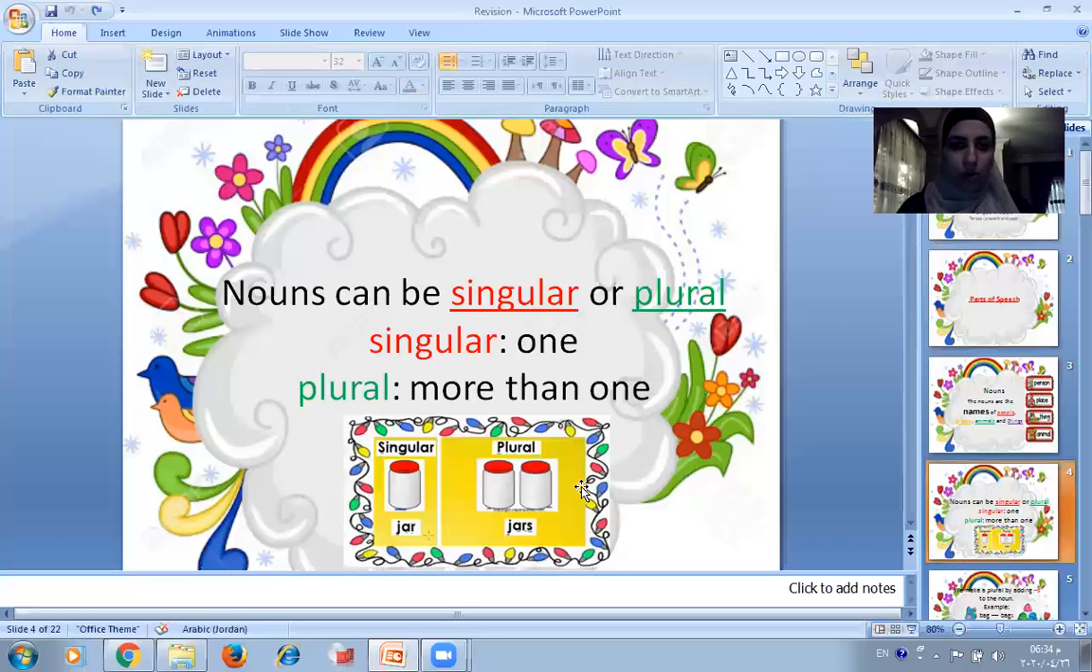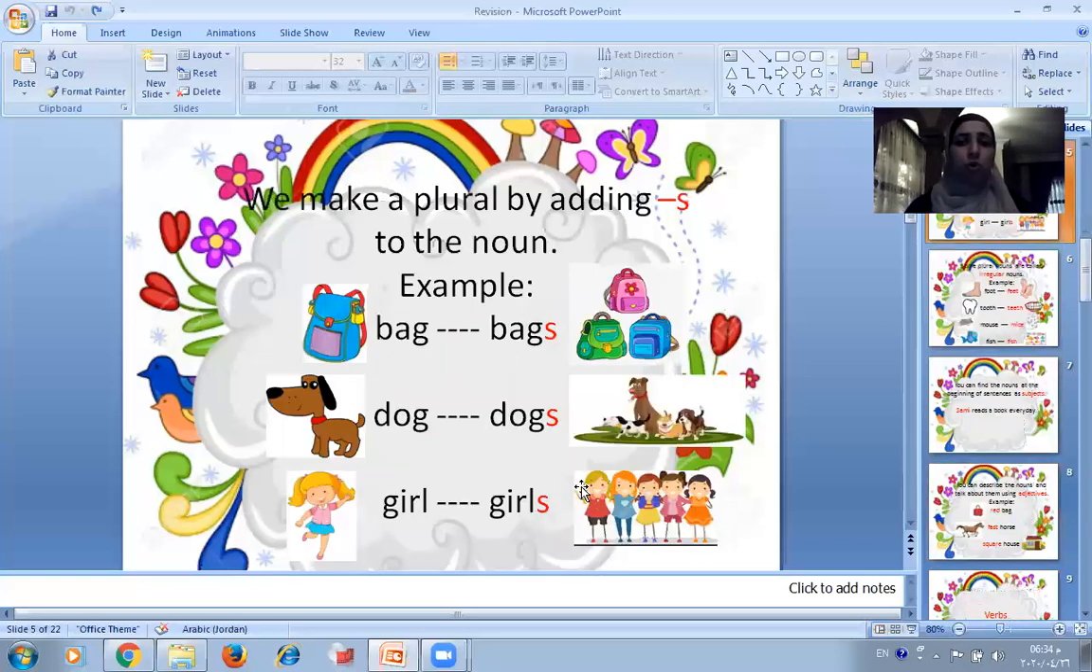These are called plurals. Now, how do we make plurals? We make a plural by adding an S to the noun. For example, bag, bags, dog, dogs, girl, girls. You're talking here about one bag, but when you add the plural S, I mean more than one bag. Let's count them. One, two, three. So you have three bags, okay? So you add an S if you want to make a plural noun.